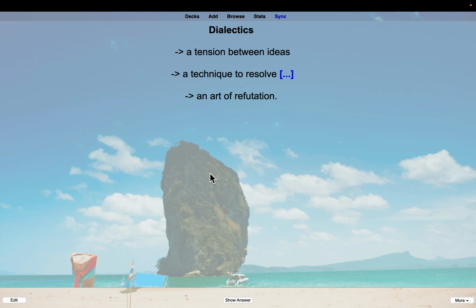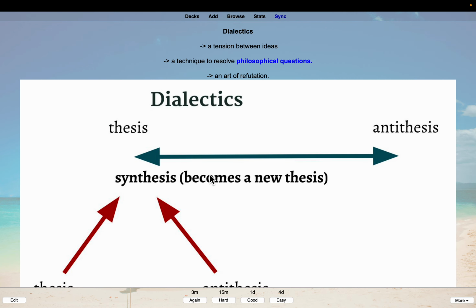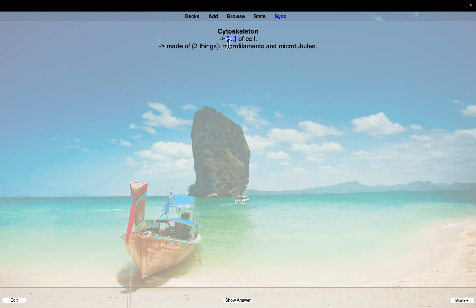Okay? Dialectics. This is not science at all. This is supposed to be a different subject. I think it's philosophy. I don't know why it ended up in this deck.